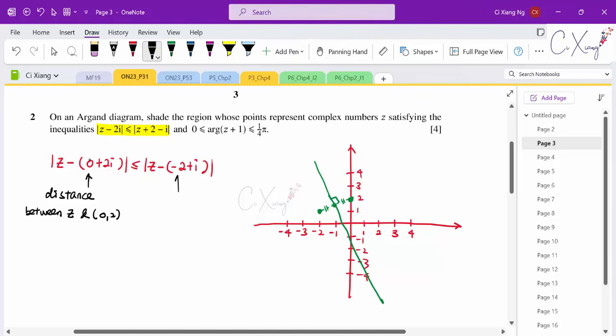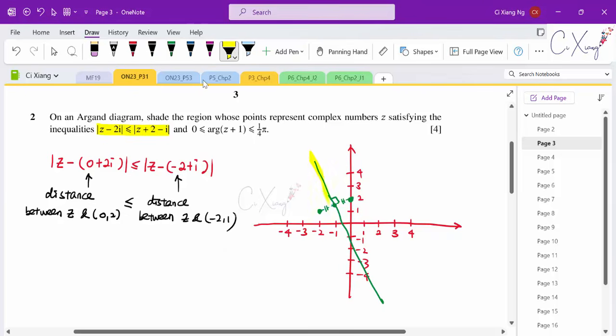Okay, then this one also has modulus, right? So modulus means the distance. They are talking about the distance between z and the point negative 2 and 1. After that, they are asking for smaller than. If you try to interpret it using a simple sentence from the meaning of the question, they are asking for the area where the distance from z to 0, 2 will be smaller than the distance from z to negative 2 and 1. Okay, so now what is the z?